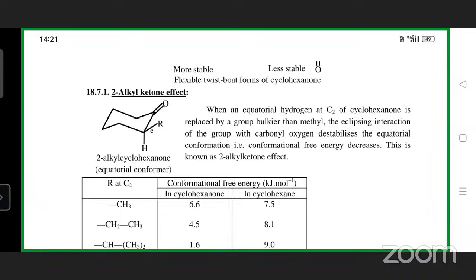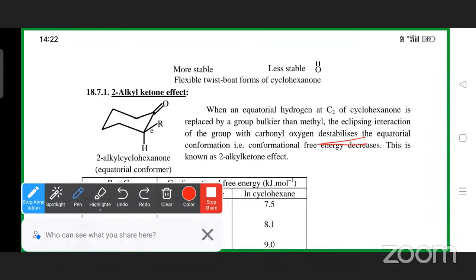So you can see, generally, when a bulky group is substituted at the C2 position, it will destabilize that particular equatorial conformation. Here you see this is the equatorial conformation. So when there is any bulky R group at the equatorial position, the carbonyl group will be destabilized because this bulky group is towards that carbonyl group. That's why it will face some steric repulsion.